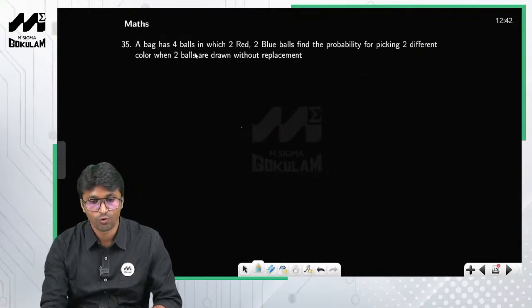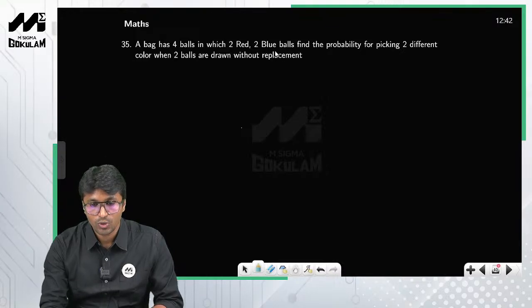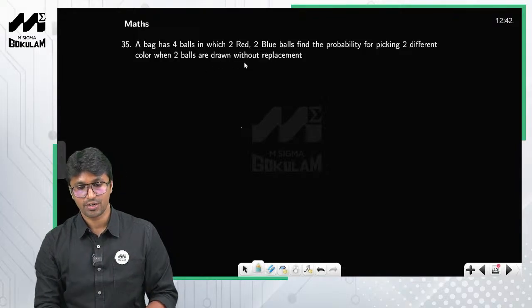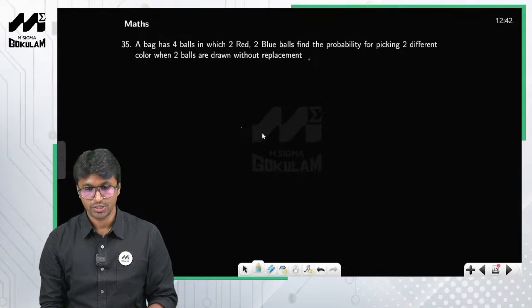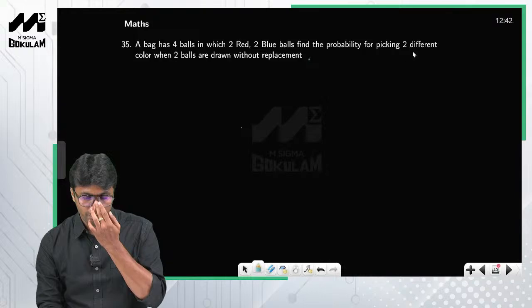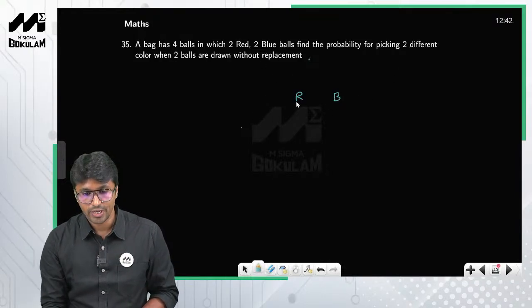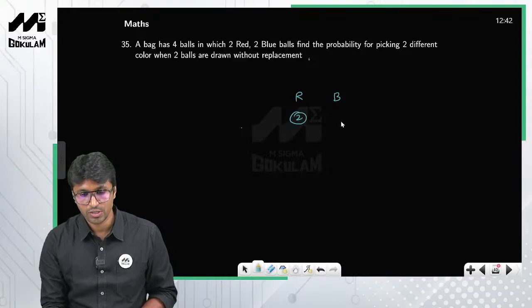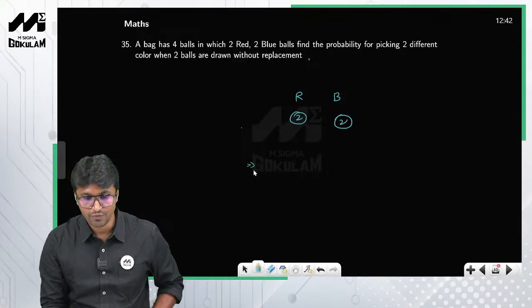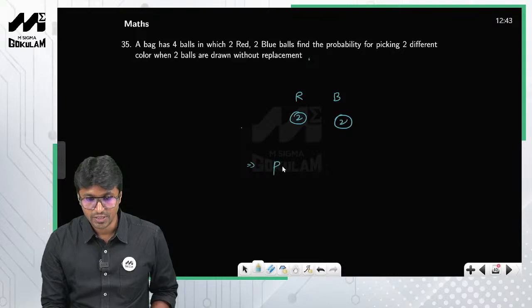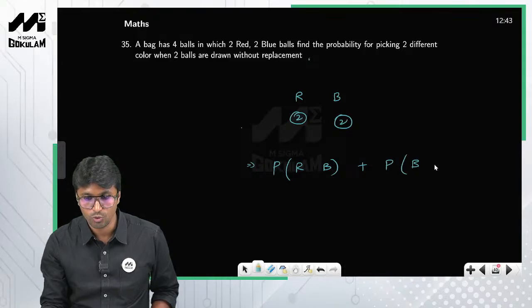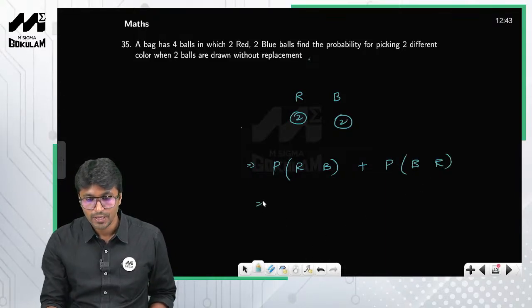A bag has 4 balls, in which 2 are red and 2 are blue. Find the probability of picking 2 different colors when 2 balls are drawn without replacement. So you have 2 red balls and 2 blue balls. First I'll pick a red ball and then a blue ball, and there is one more possibility: first I'll pick a blue ball followed by a red ball. So what is the probability?